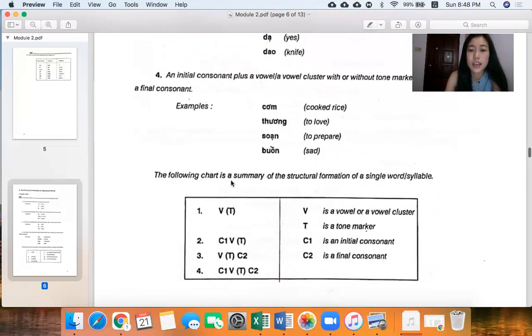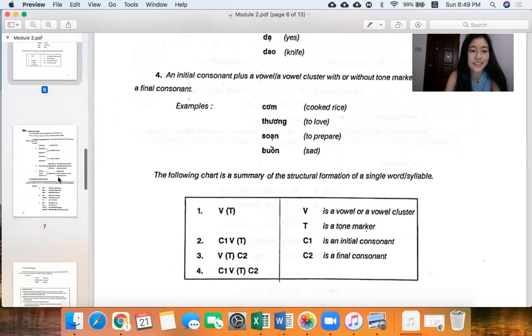The following chart is a summary of the structural formation of a single word or syllable. 1. A vowel or a vowel cluster with or without a tone marker. 2. An initial consonant and a vowel or a vowel cluster with or without a tone marker. 3. A vowel or a vowel cluster with or without tone marker and a final consonant. 4. An initial consonant and a vowel or a vowel cluster with or without a tone marker and a final consonant.